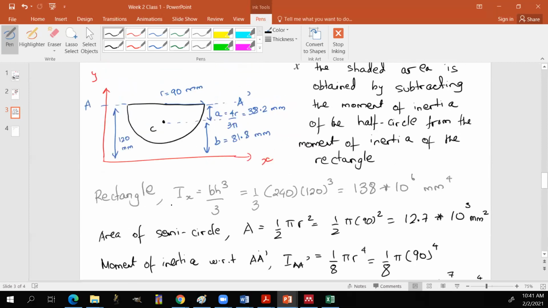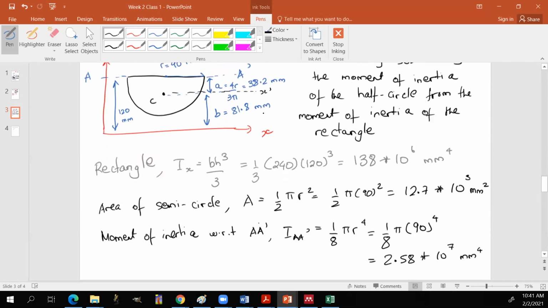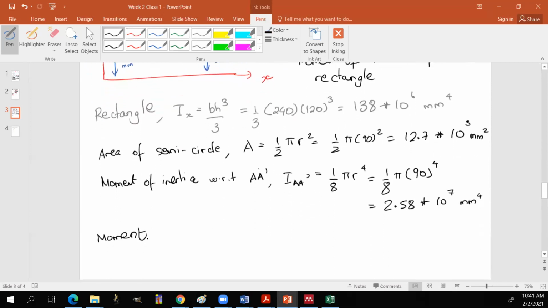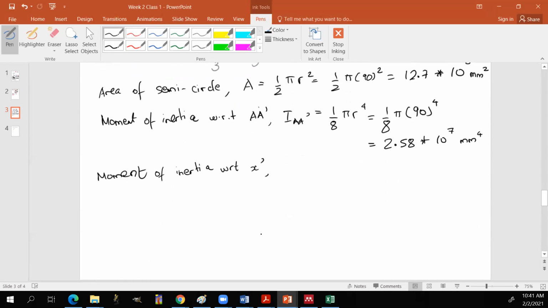So let's continue with the thing that we've been using, right? So we call that x prime, right? Moment of inertia. So then now you have to use the parallel axis theorem in reverse, right?